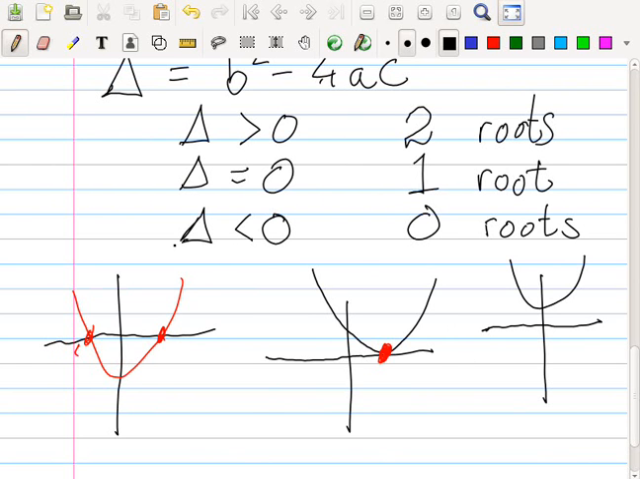Yep, this one here is when, let me write it underneath. This one here is for positive discriminant, this one here is for 0, and the last one is for negative discriminant. So when it's not touching the x-axis, it's negative. Always.